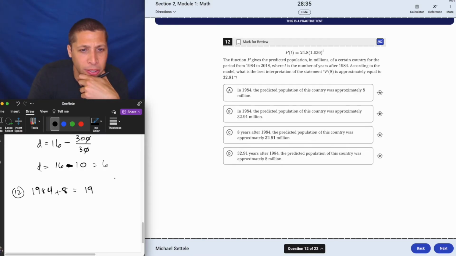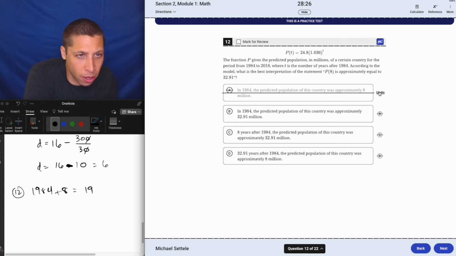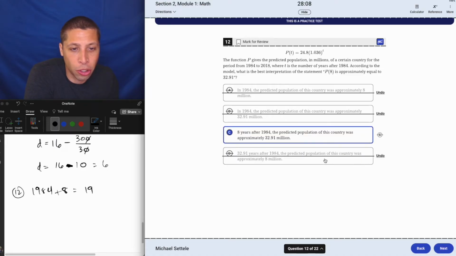Wait, what is going on? Why did they all say 1984? Oh, well, they don't even make me calculate. I should have just looked at the answer choices, right? In 1984, the predicted population of this country was approximately 8 million. No, because it's not 1984, it's 1992. In 1984, the predicted population was approximately 32.91 million. No, again, 84 is the starting point. 8 years after 1984, the predicted population was 32.91 million. That sounds right. And then this is switching your x and y. So notice this has nothing to do with understanding the equation. They just tell you what t and 32.91 and P mean, and then we're just applying this to that. So yeah, someone outside is leaf blowing.